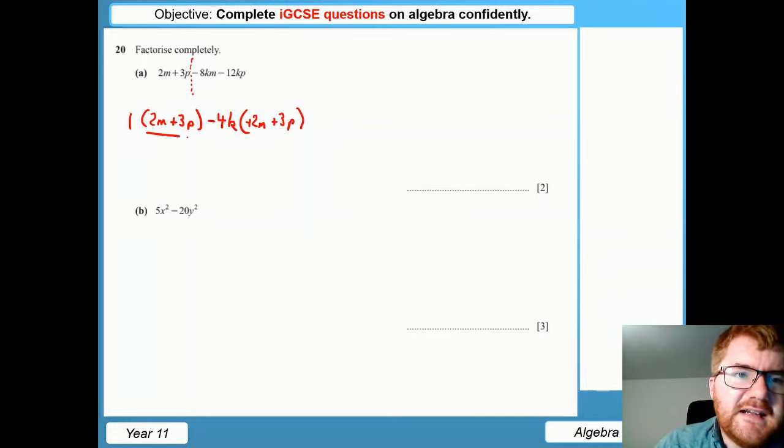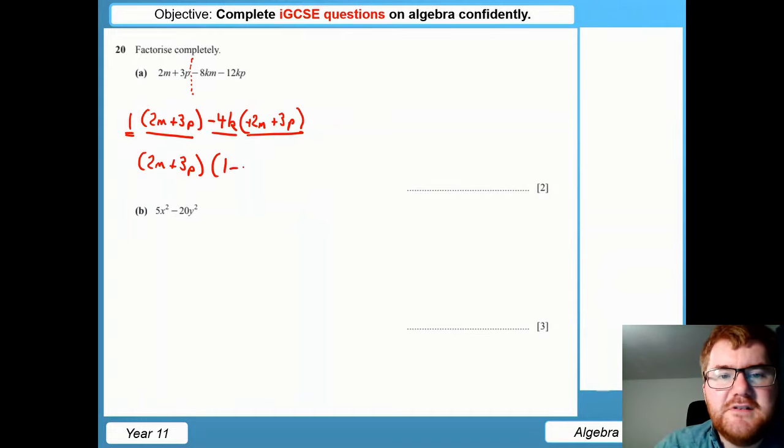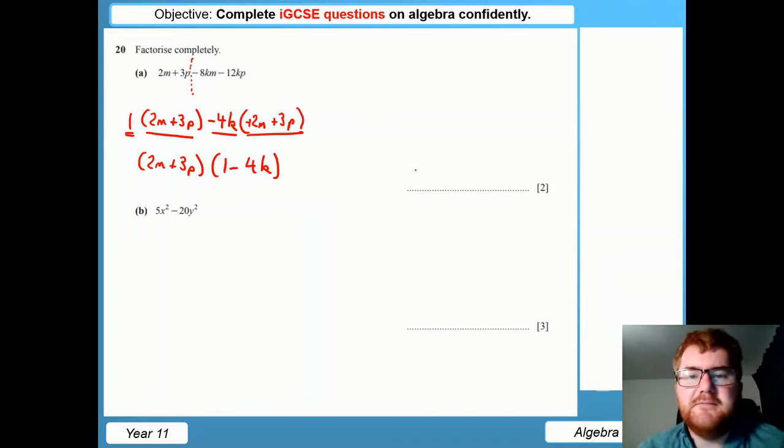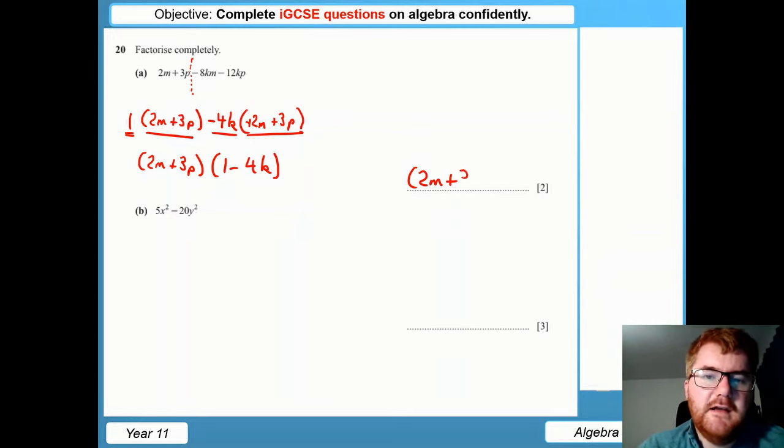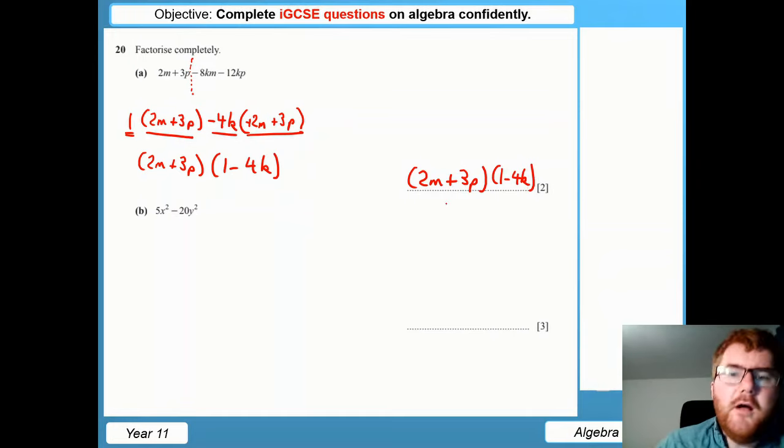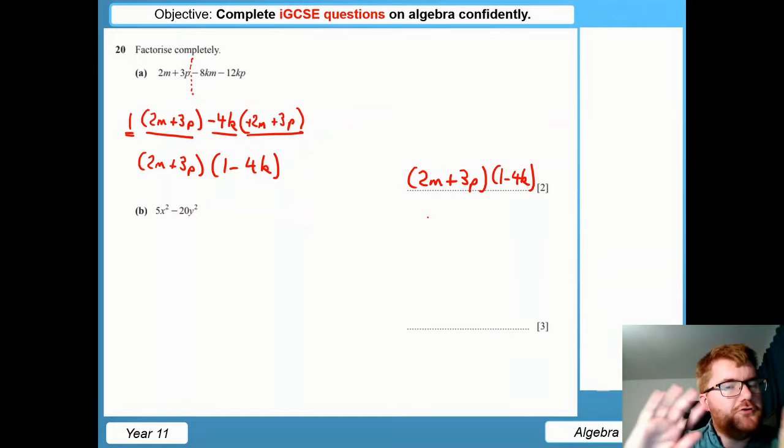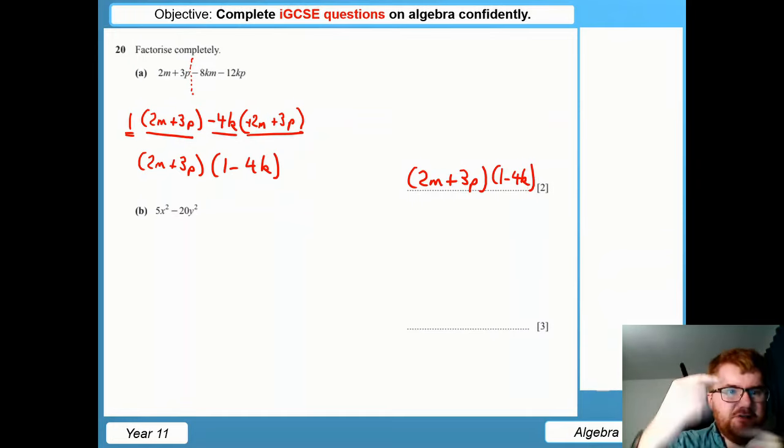So at this point, we take out the common factor of the bracket, so 2m plus 3p. And whatever's left outside, so we've got a 1 here and a minus 4k, that goes in the second bracket. Again, I'll pop the answer over here for you as well. Perfect. Again, expand it if you're not sure if that gets to the same answer as you see in 20A.